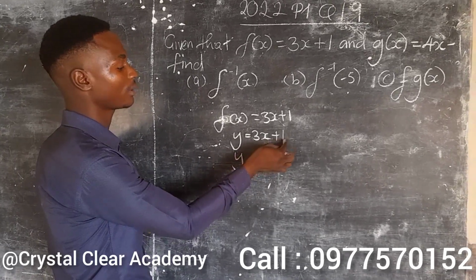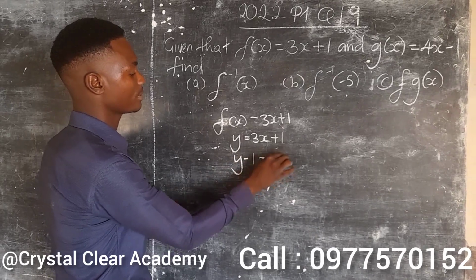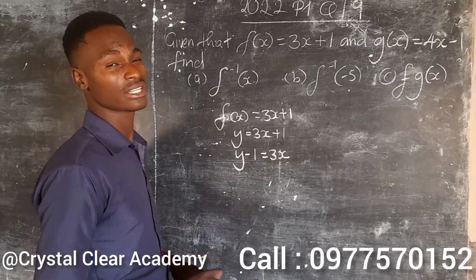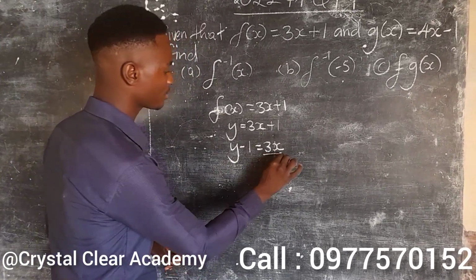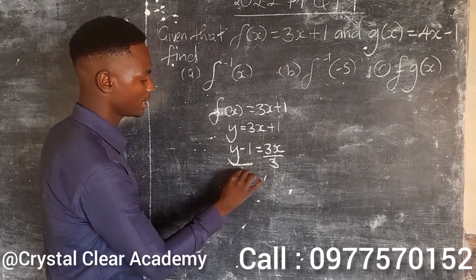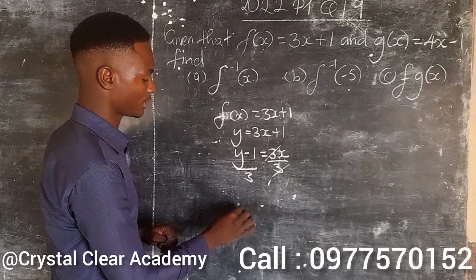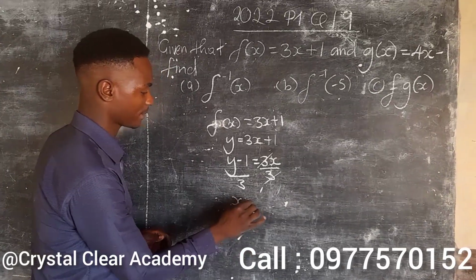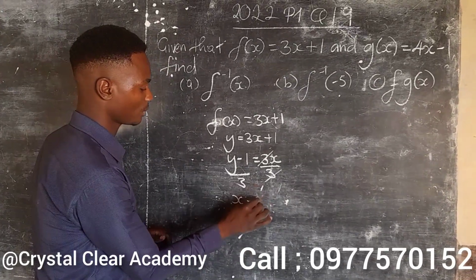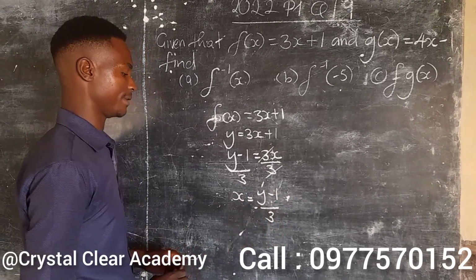To make x the subject of the formula, we're going to do it in this way. This positive 1 will cross the equal sign and it will be minus 1, and here we remain with 3x. Still, x is not yet independent, so what we're going to do is to divide both sides by 3. 3 and 3 will cancel. I can just rewrite by putting x here. x is equal to y minus 1 over 3.